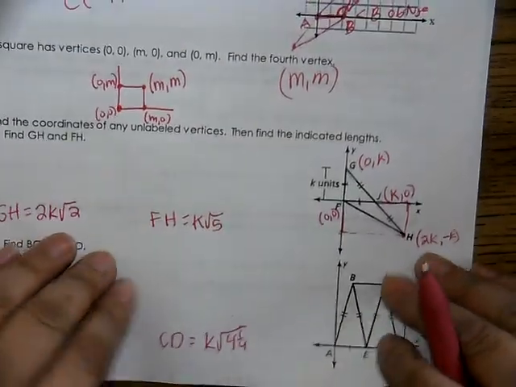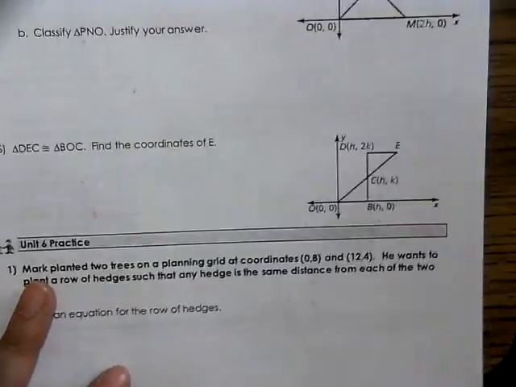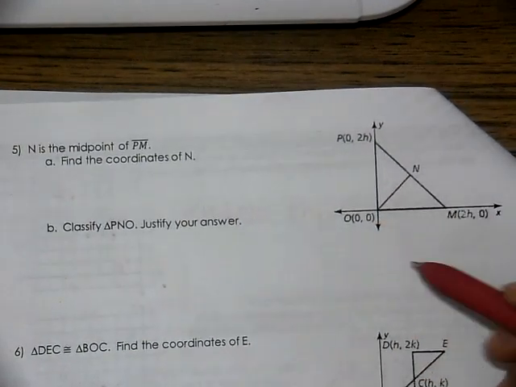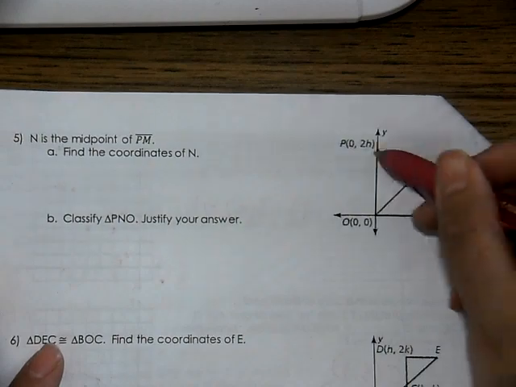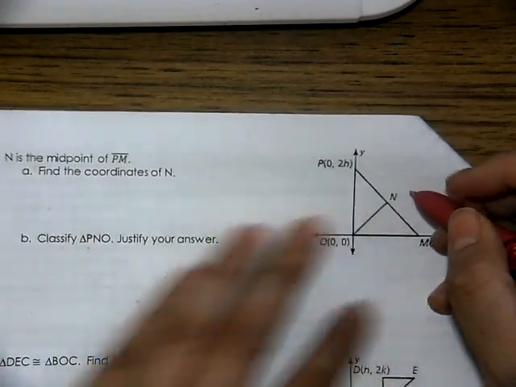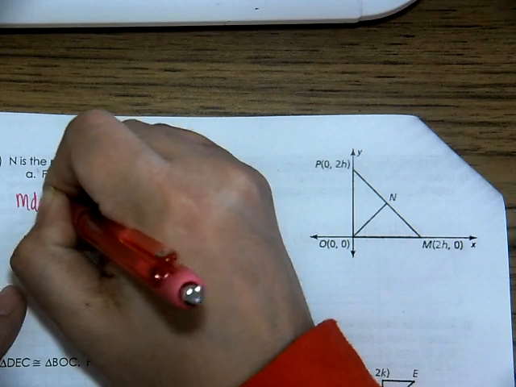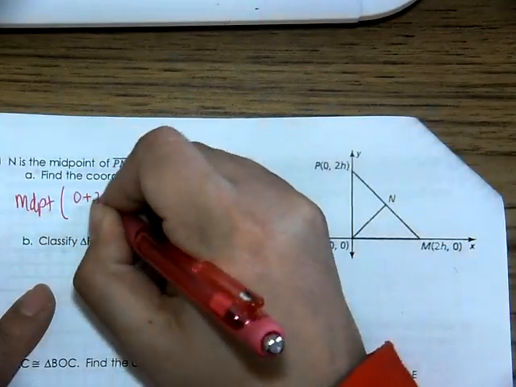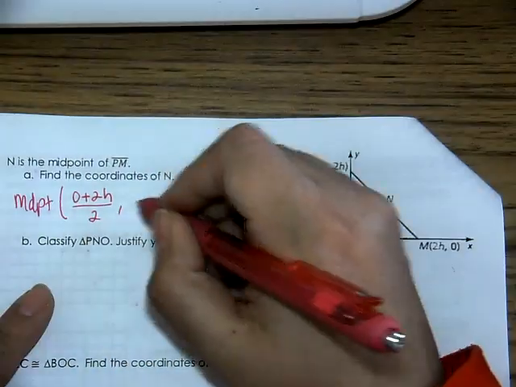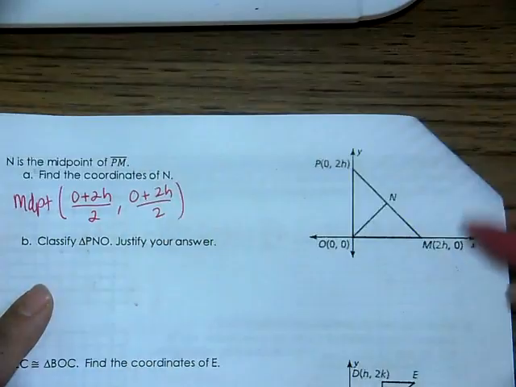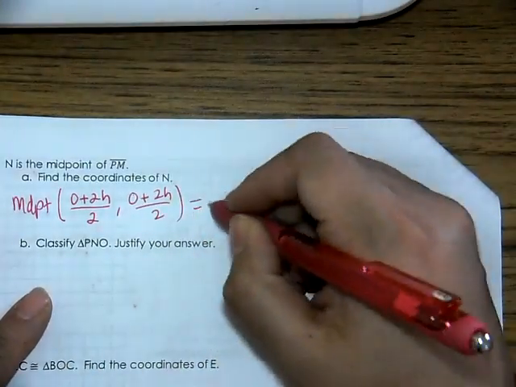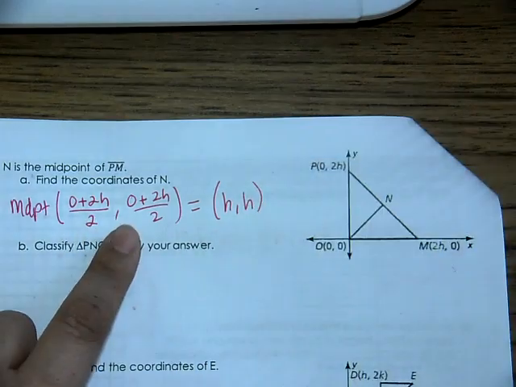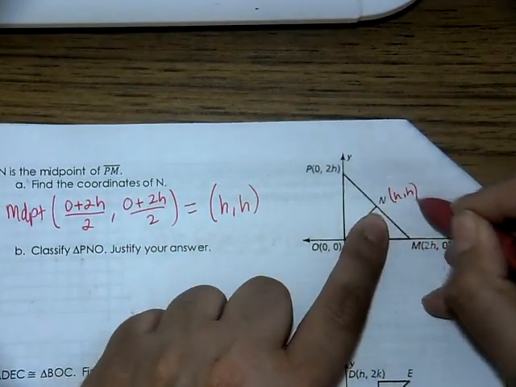Finally, there is one last problem on the next page that deals with the midpoint a little bit. It says find the coordinates of N using the midpoint formula, essentially here for P and M. You can either write out the midpoint formula or just calculate what it is without writing it all out. It's (0 plus 2h) divided by 2, and (0 plus 2h) divided by 2 again, because they have the same x or y. This comes out to h and then h again. So (h, h) for N. All right, we found that.